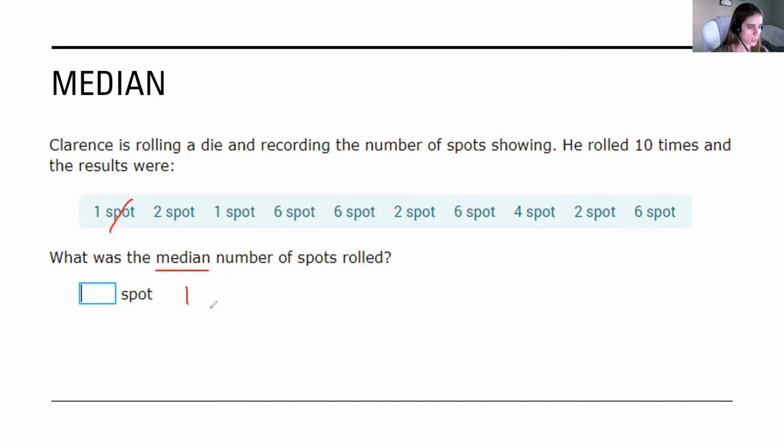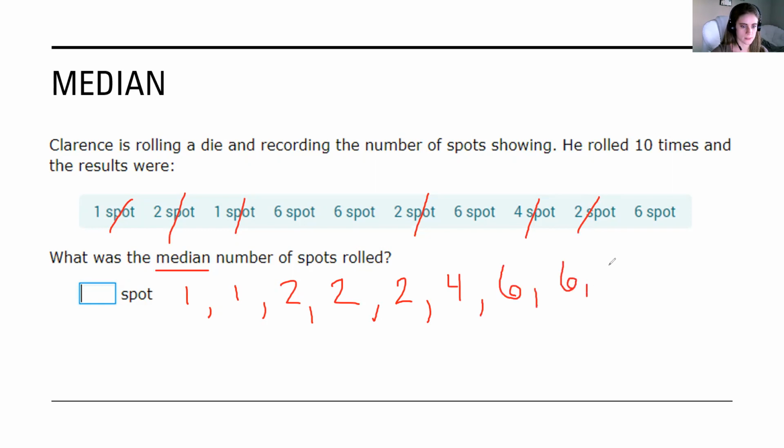We have a 1 spot, another 1 spot, a 2, another 2, another 2, a 4, and then we have 4 6s. Once they're in order from least to greatest, we can go about starting from the ends and working our way to find that middle number, find that median.